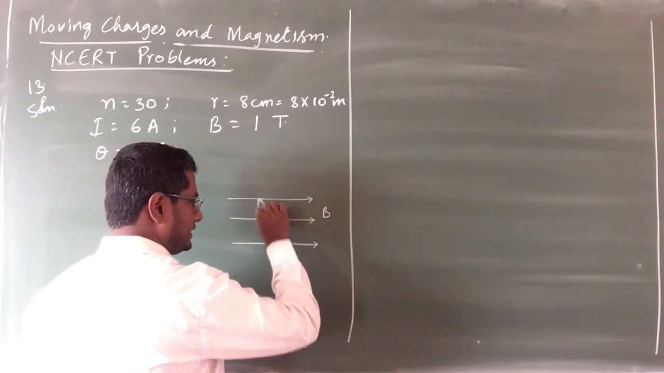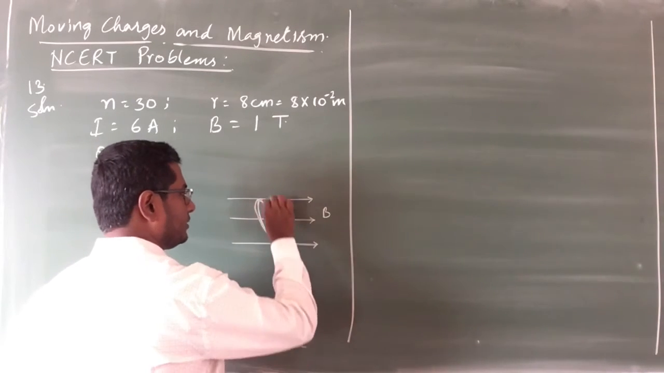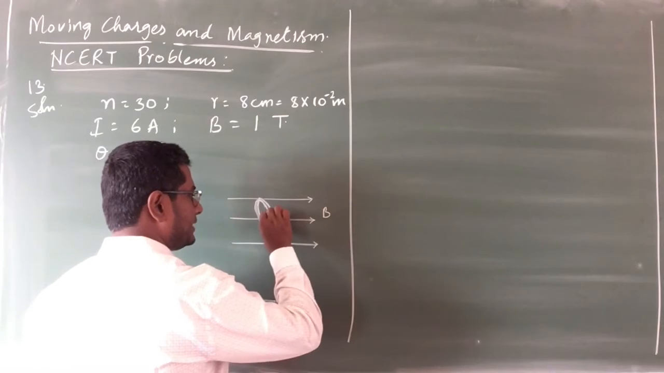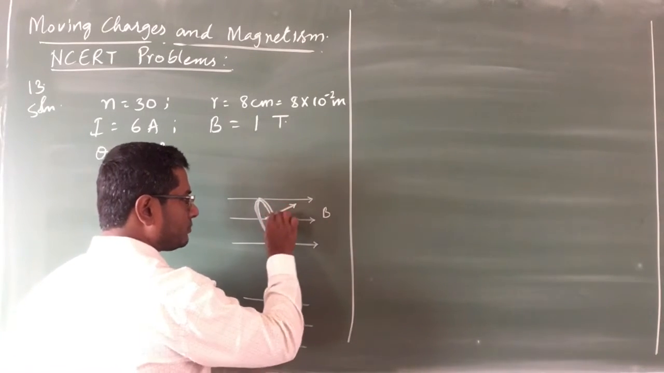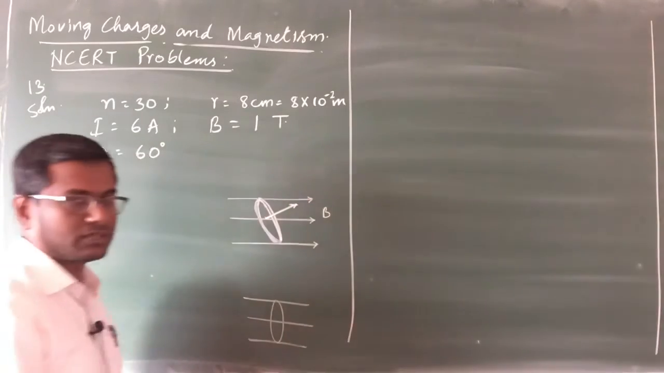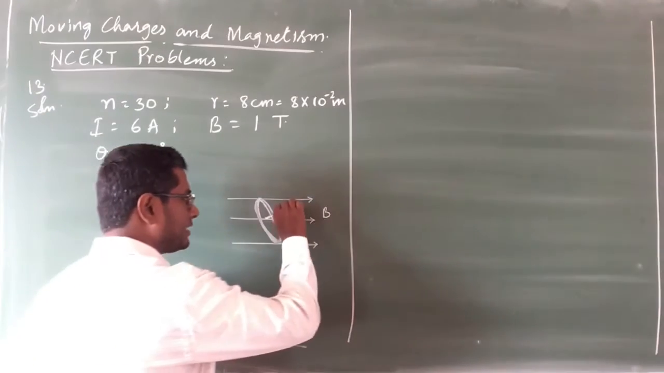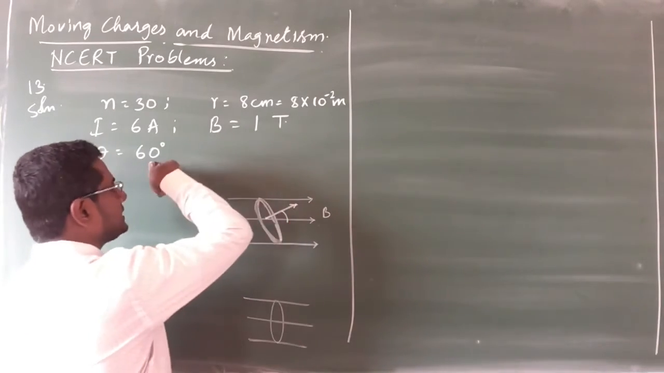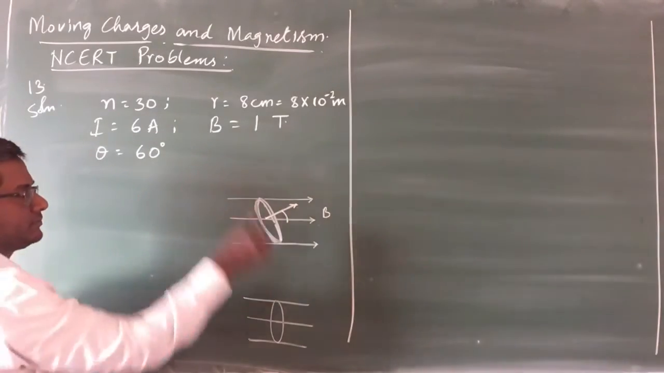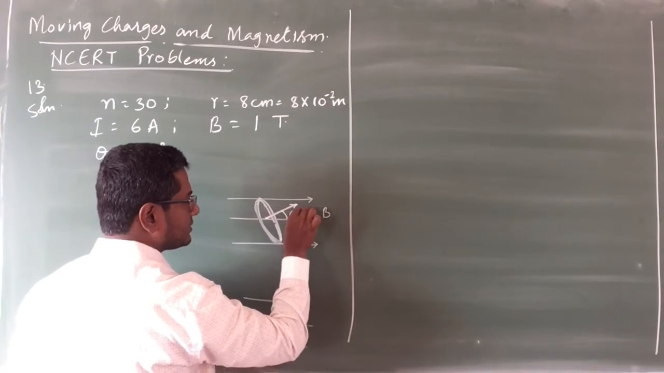And this is the plane of the coil, and the normal is going to be drawn like this. So this is the normal to the plane of the coil, and the angle between the magnetic field and the normal to the coil is given as 60°. So this angle is given as 60.